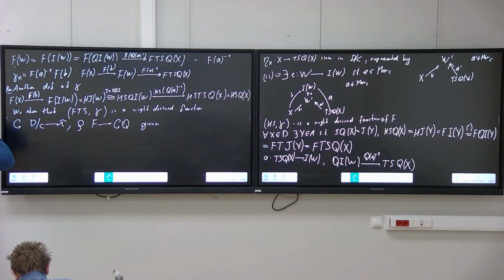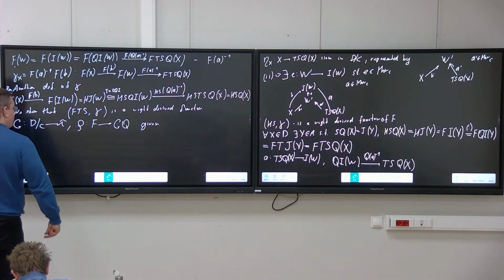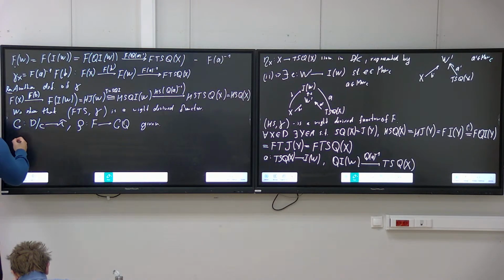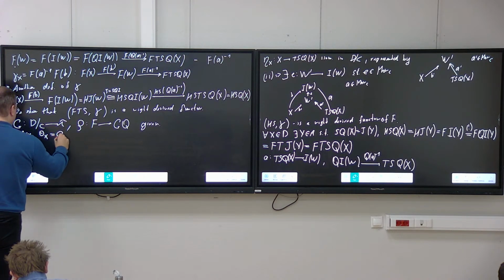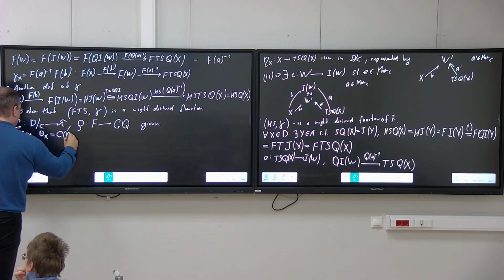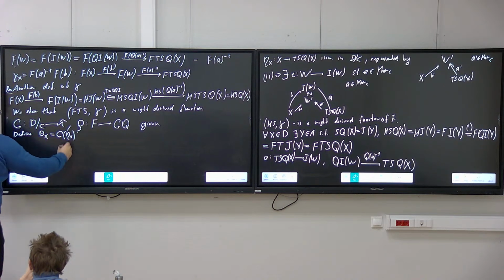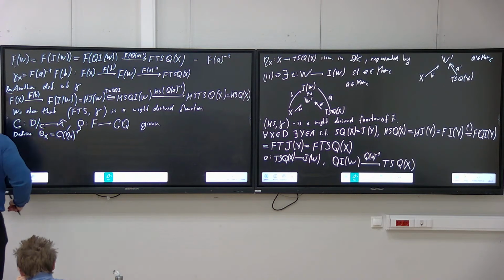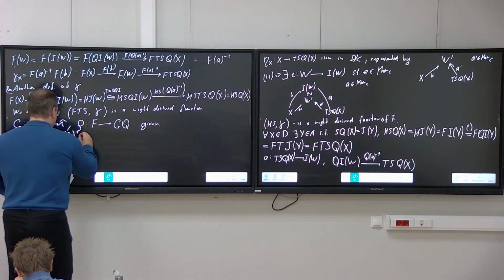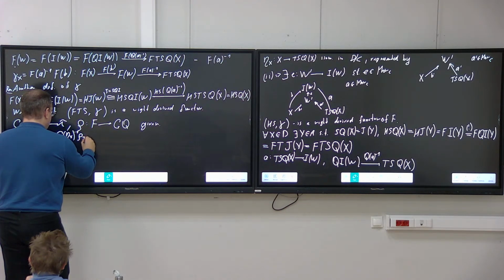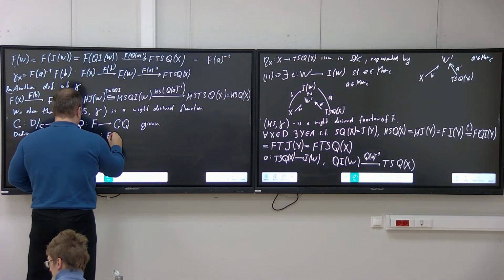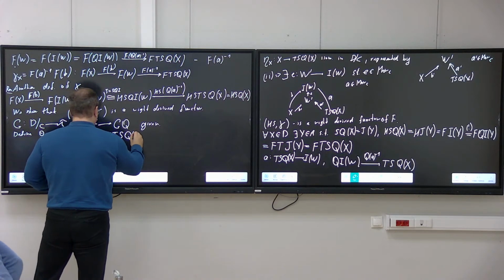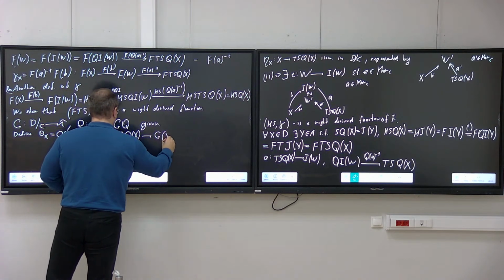So now this data is given, and now I want to define the natural transformation theta, which is going to be the functor G applied to the eta sub X inverse, which makes sense since eta sub X is a natural morphism, in composition with the rho on the object TSQ of X. So that's a natural transformation from the FTSQX to the G of X.